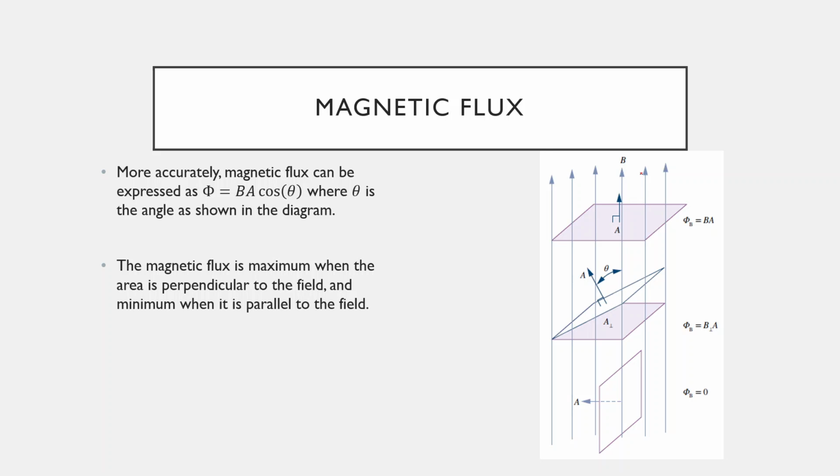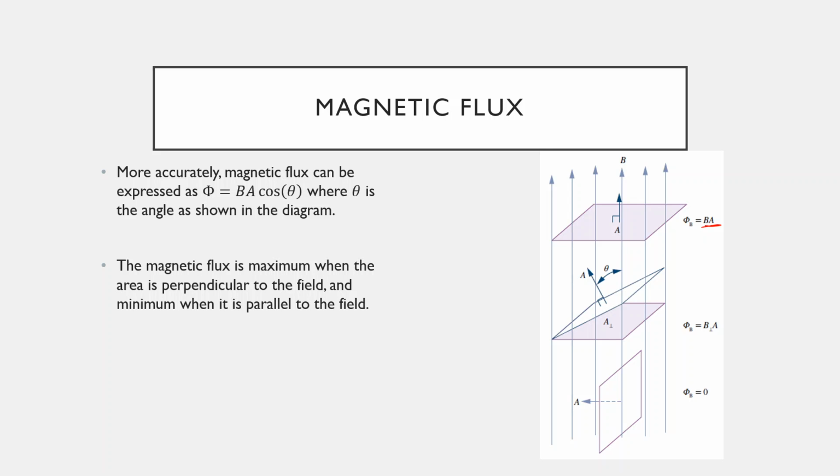Now, when I say that the field is perpendicular to the area, I mean that the plane of the area, so if you pretend this area is like a sheet of paper, the sheet of paper is perpendicular to the arrows of the magnetic field. If you've got something like that, then you can just multiply the field and the area together, and that gives you your flux. Things get a little bit more complicated though when they're not perpendicular.